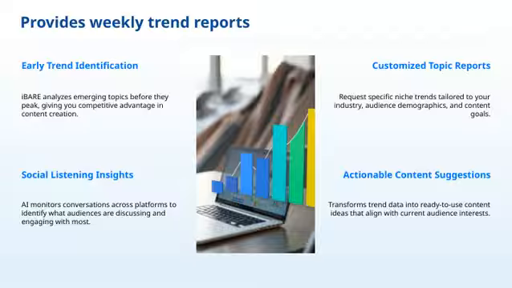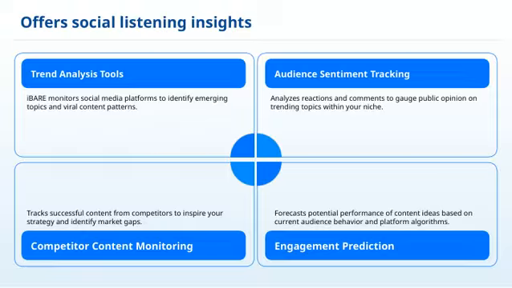We also leverage social listening insights. Our AI continuously monitors conversations across various platforms, whether it's social media, forums, or news, to identify what your audiences are discussing and engaging with most. This helps you understand current interests and trending topics. Finally, we turn all this trend data into actionable content suggestions. That means you don't just get insights. You receive ready-to-use content ideas that align with what your audience cares about right now. Altogether, these features help you stay ahead in content creation, making sure your messaging is timely, relevant, and engaging for your audience.